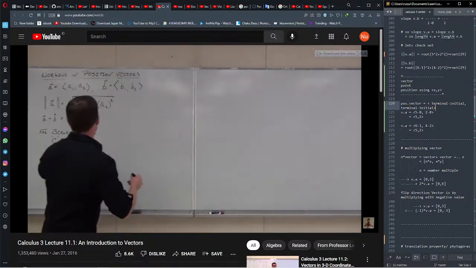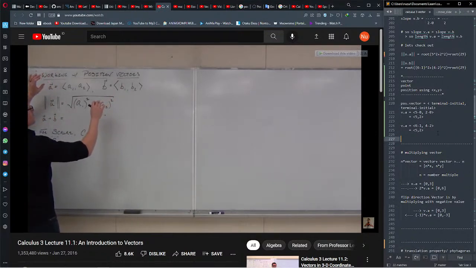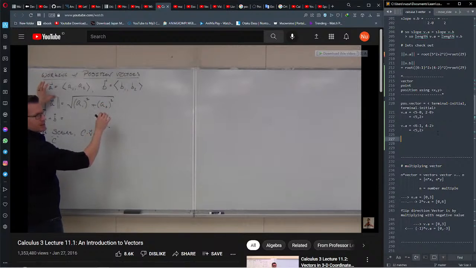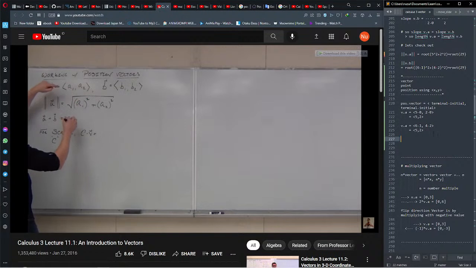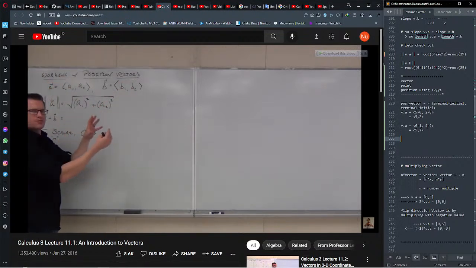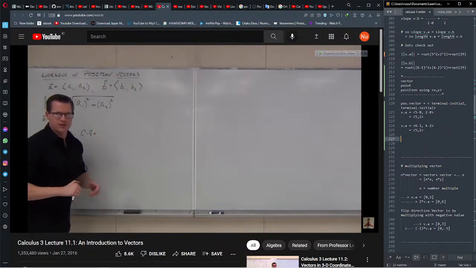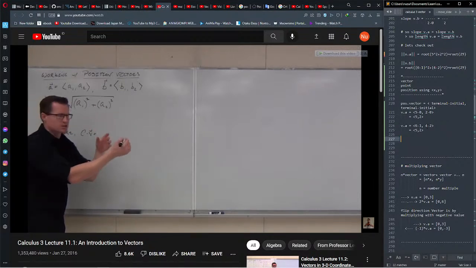So if we're starting at the initial point of A and ending at the terminal point of B, and we want to add those vectors together, if we just add these component by component, that takes care of vector addition for us. It also takes care of vector subtraction for us. It's really straightforward. Add the components. Just make sure you don't screw up the components themselves, okay?